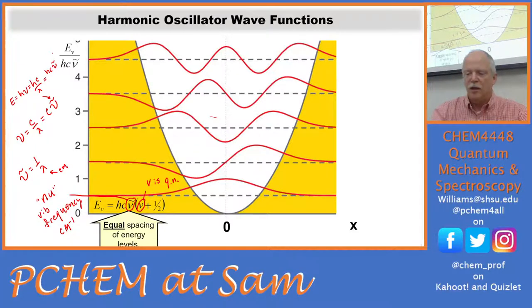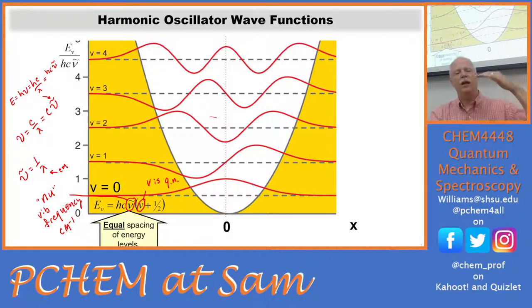Okay. So with this energy equation, you can see that V equals zero is here. Notice if I increase the quantum number by one, I just get one more unit of the vibrational frequency. So that's V equals one. If I go to V equals two, V equals three, and so on, the main thing that we see is that it's equally spaced in the vibrational quantum number.